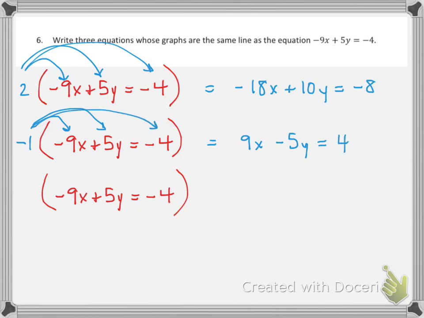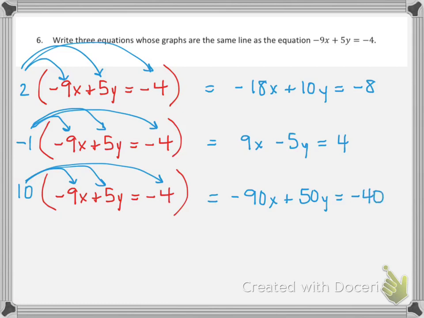That's an equivalent equation. And I don't know, let's do 10. That'll be fun. 10 times negative 9, that's a negative 90x. And 10 times a positive 5, that's a positive 50y. And 10 times a negative 4 is a negative 40. And that's an equivalent equation.